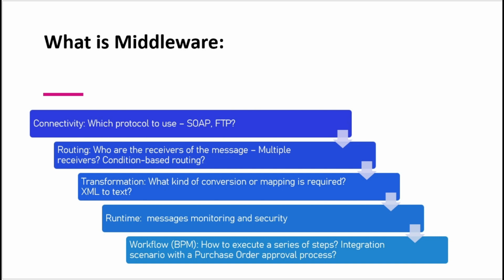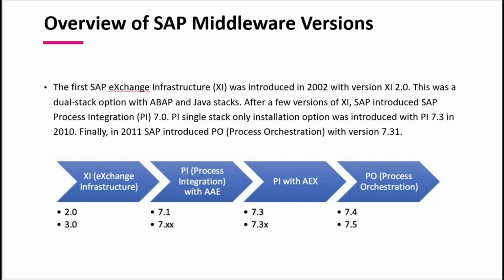And how that is done, let's have a quick review of the SAP middleware versions that we saw in yesterday's slide. So XI is 2.0, 3.0. These are the versions. Then PI versions, PI with AEX, and then PO, process orchestration. To understand the difference between these versions, let's look at the major architectural changes now.